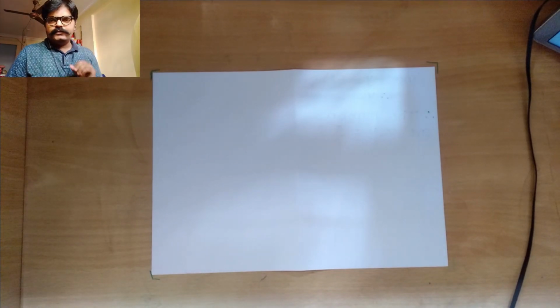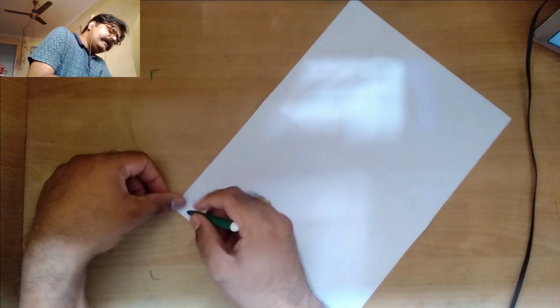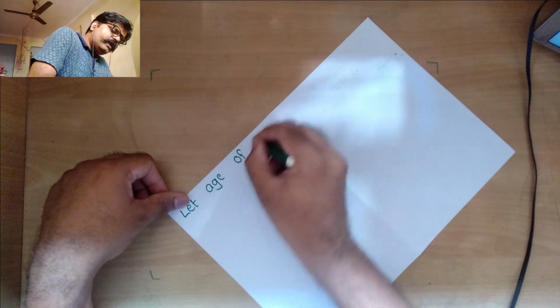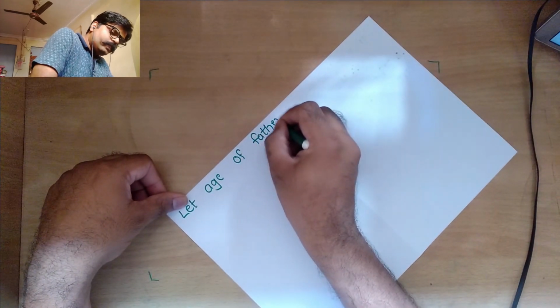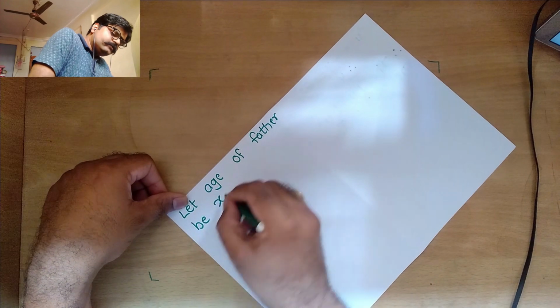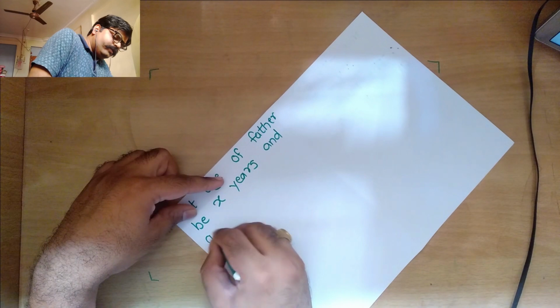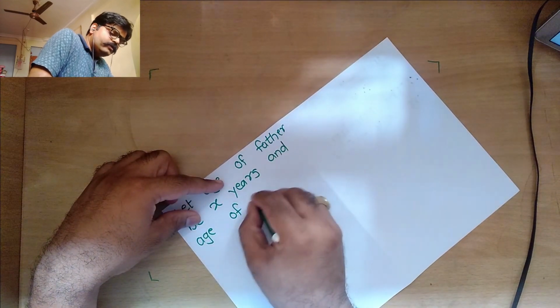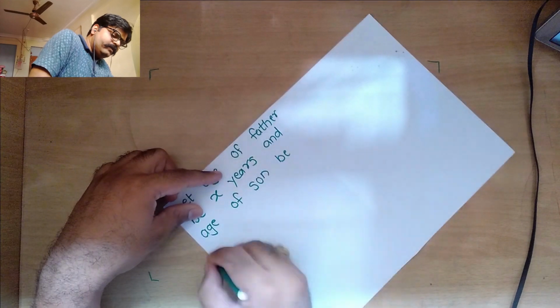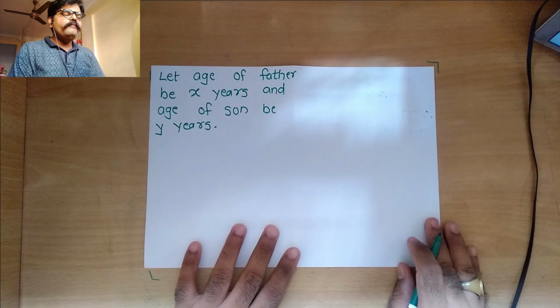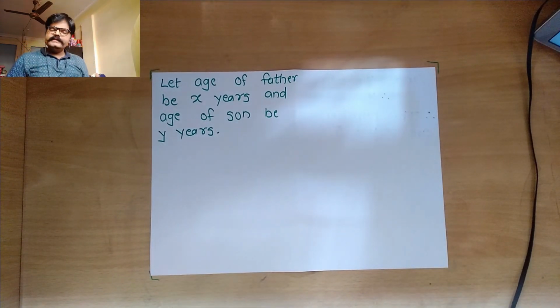Okay, so let us first assume the age of the father and age of the son. Let the age of father be x years and age of son be y years. These two assumptions we have made over here. The age of the father is x years and age of the son is y years.